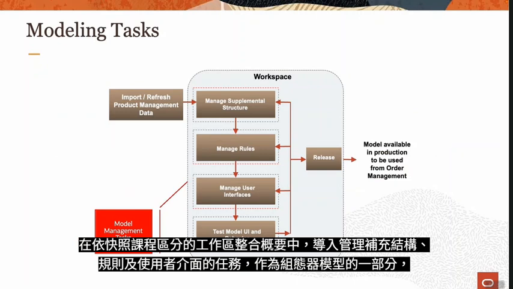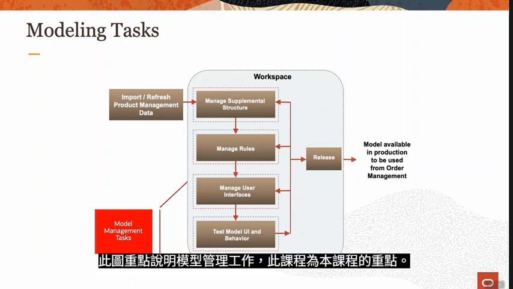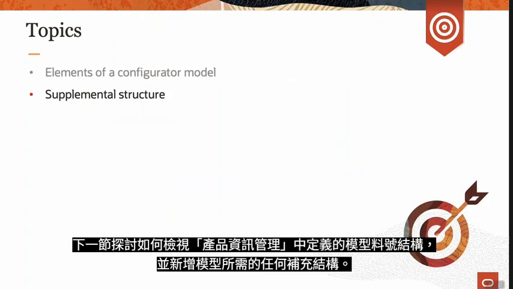In the overview of work area and integration by snapshot lesson, you were introduced to the task for managing supplemental structure, rules, and user interfaces as part of a configurator model, and for testing the model before releasing it into production. This diagram highlights the model management tasks, which are the focus of this lesson. This particular diagram highlights how product management data is imported into the workspace, where model management tasks are then performed before releasing. The next section discusses how you view the item structure of the model as defined in product information management and add any supplemental structure that is required for your model.